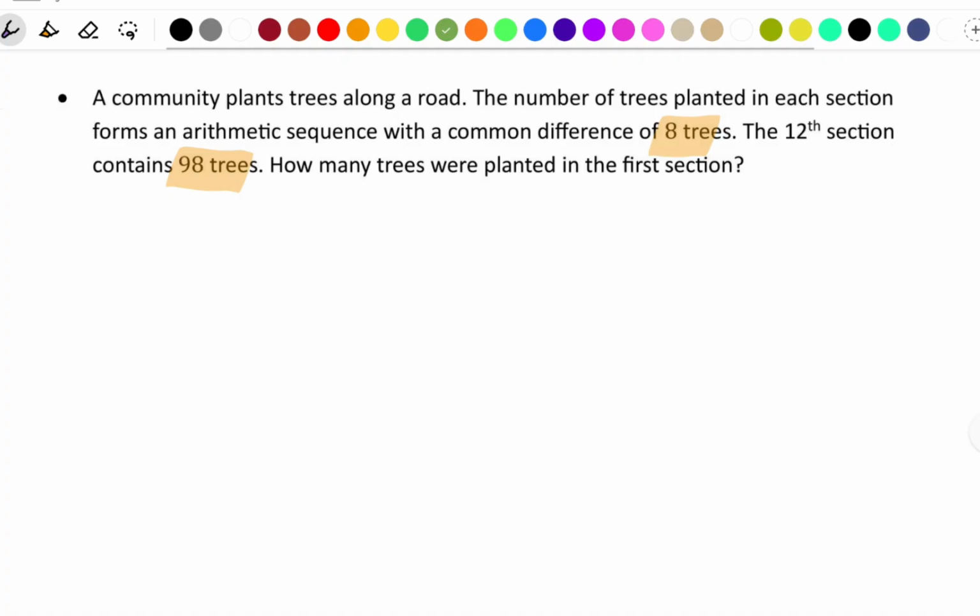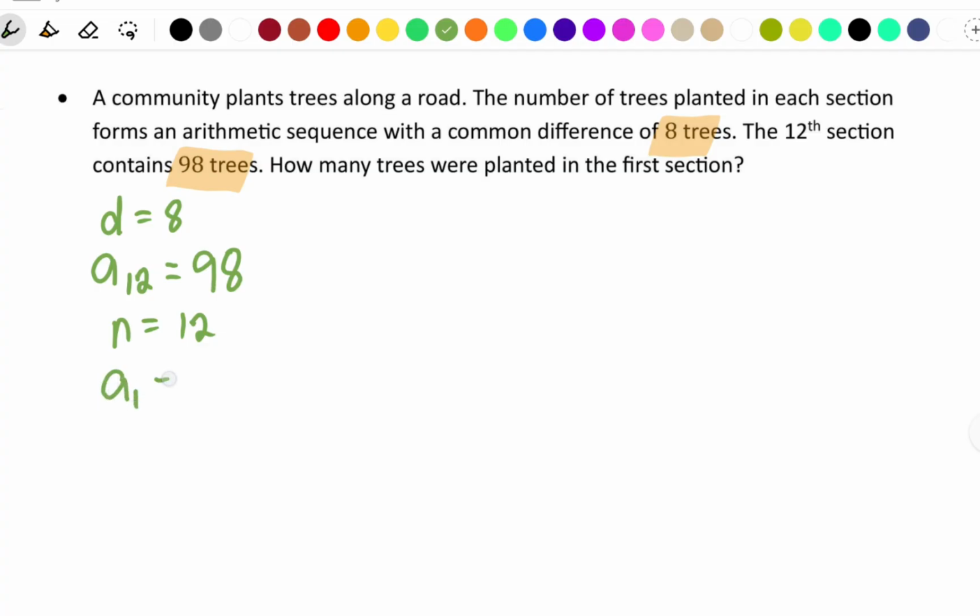Let us write the given. Common difference of 8 trees. So common difference is 8. On the 12th section, 98 trees. So A sub 12 is 98. So our n here is 12. So how many trees were planted in the first section? So A sub 1 is unknown.